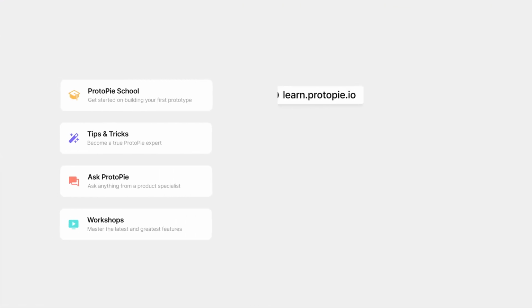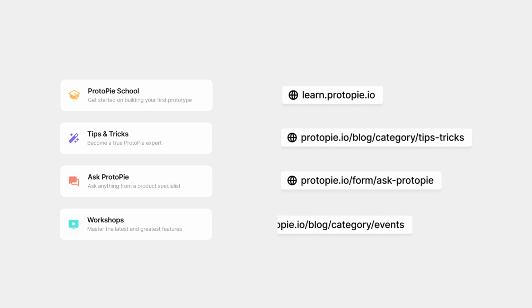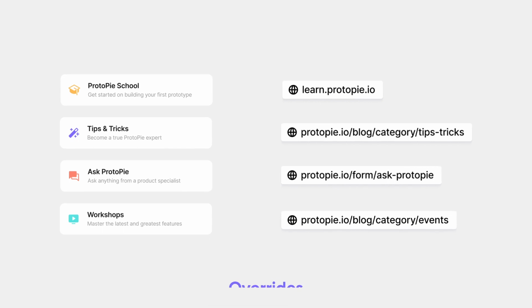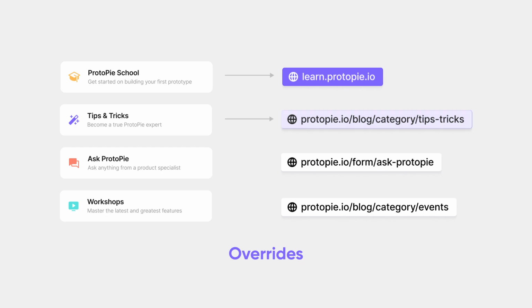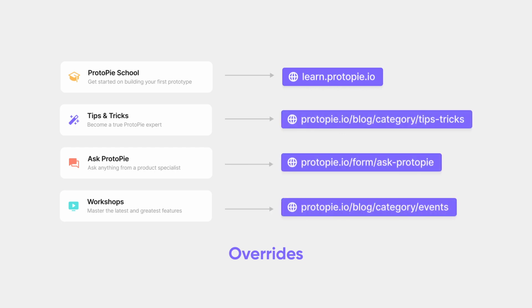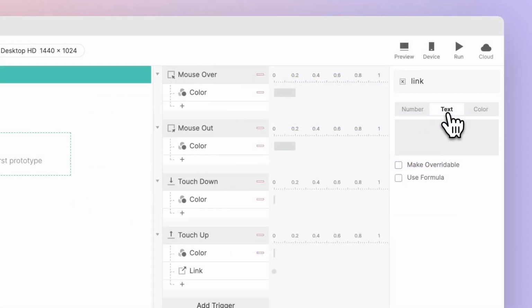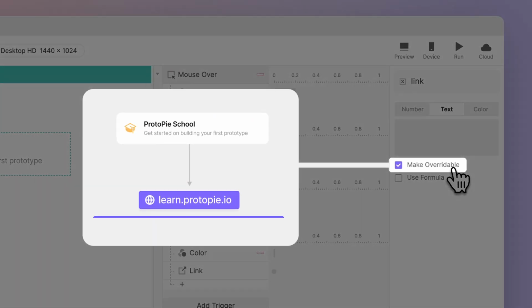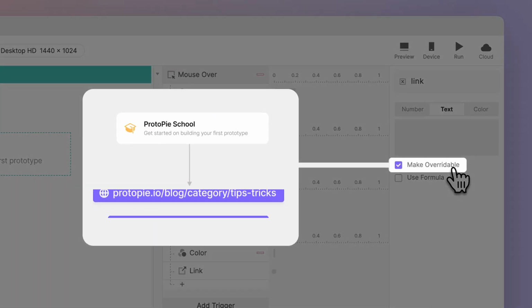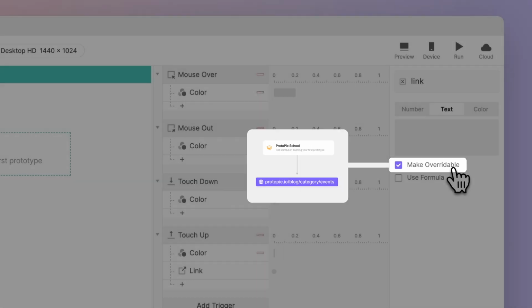Now, you may wonder how we can apply different URLs for each instance. Well, a variable in a component provides a more powerful feature, which is called overrides, meaning you can initiate different values for each instance. With the link variable selected, check the box Make Overridable so the initial value of the variable we just created can now be customized. This is now what lets us edit the link in our instances.